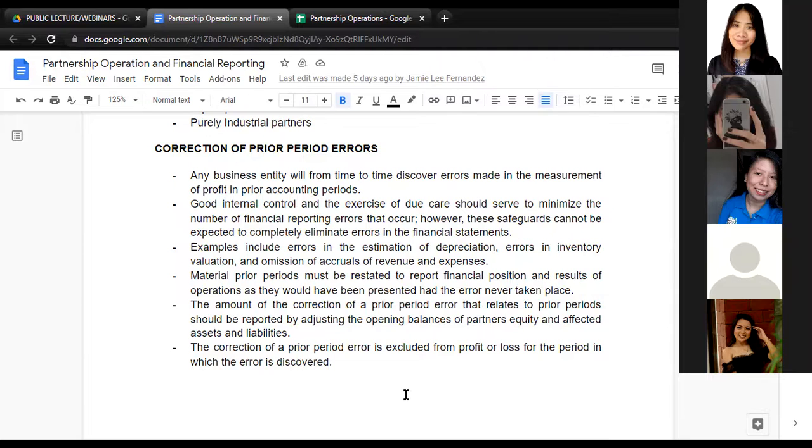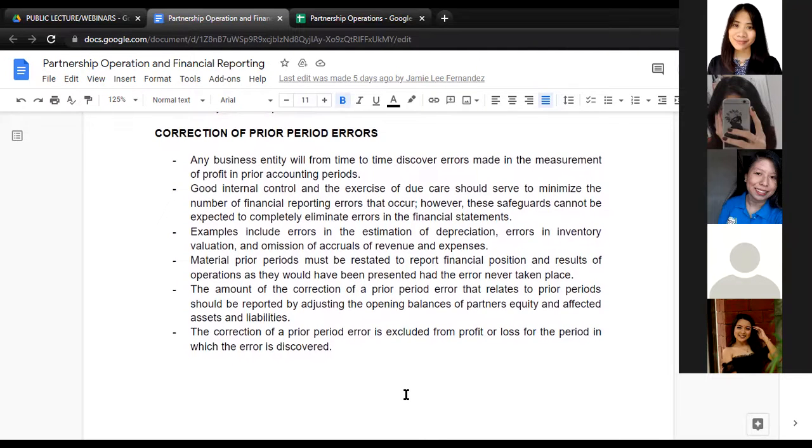The correction of a prior period error is excluded from net income for the period in which the error is discovered. Any information presented about prior periods, including any historical summaries of financial data, is misstated.